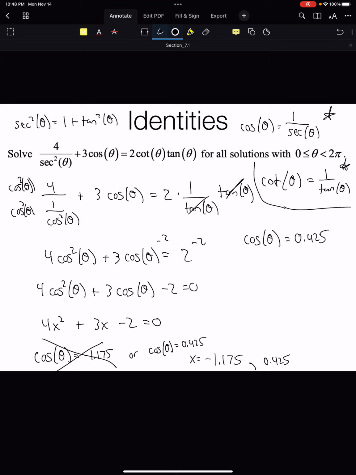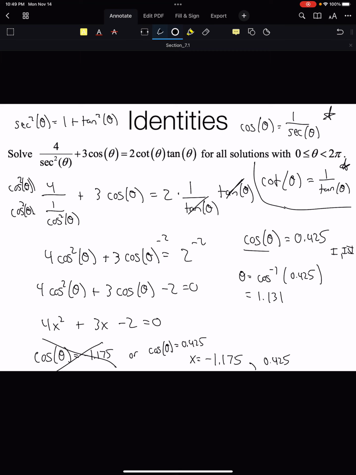This is like our last example. We need to find, well, where is cosine positive? Cosine's positive in 1 and in 4. So we need to find two values of theta that give us 0.425. And so theta is equal to the inverse cosine of 0.425. And that, when you put that into the calculator, you get 1.131.